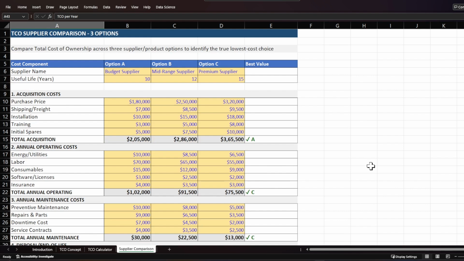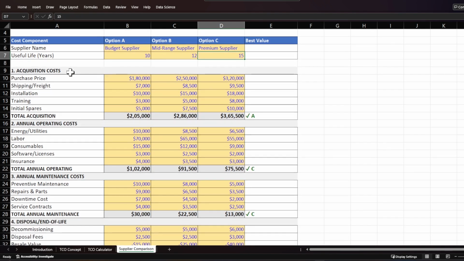Let's say you are going to buy a particular machine from 3 suppliers: option A, option B, and option C. These 3 suppliers are a budget supplier, a mid-range supplier, and a premium supplier. Because it is a budget supplier, the useful life is lower. The mid-range supplier has a somewhat higher useful life, but the premium supplier, which might cost you more, is giving you more life as well.